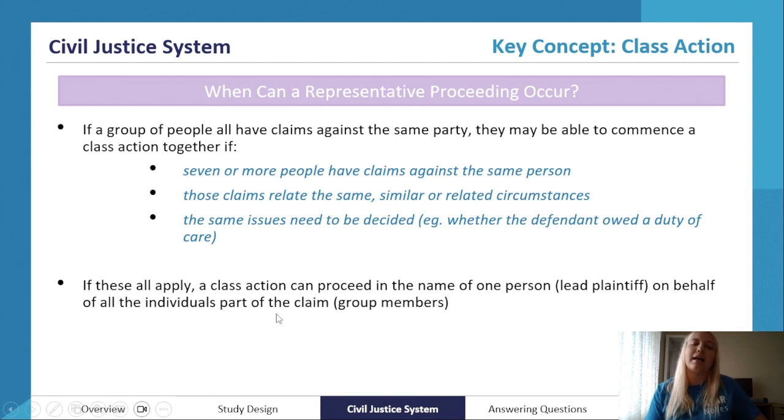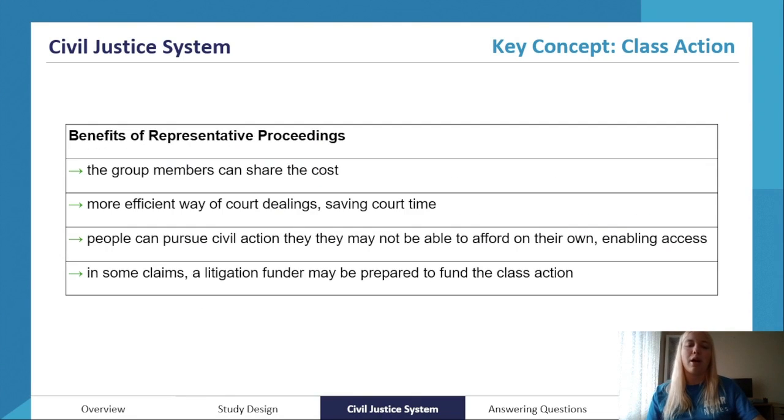If these all apply, a class action can proceed in the name of one person. We said the lead plaintiff, who will actually go to court and engage in proceedings. And this occurs on behalf of all the individuals that are part of the claim, which are referred to as the group members, or you can say the plaintiff group members.